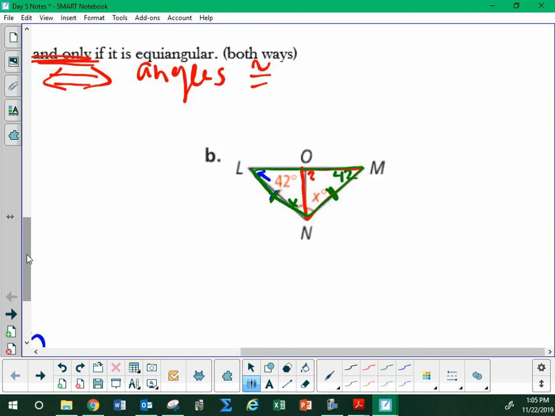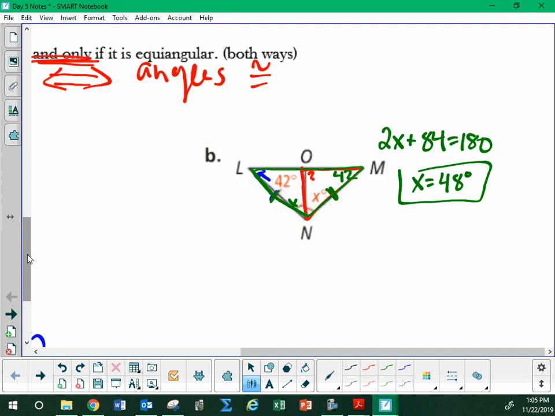Alright, how many degrees are there in a triangle? 180. So we got 42, 42, x and x. So it's 42 plus 42 plus 2x equals 180. This should be our setup. What do we get for our answer? X equals 48. And so if you got 96, you forgot those 2x instead of x. Alright. Questions with that one?